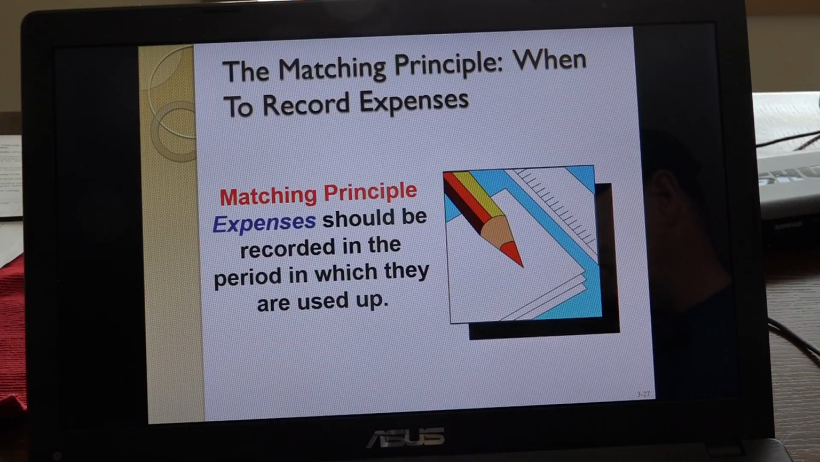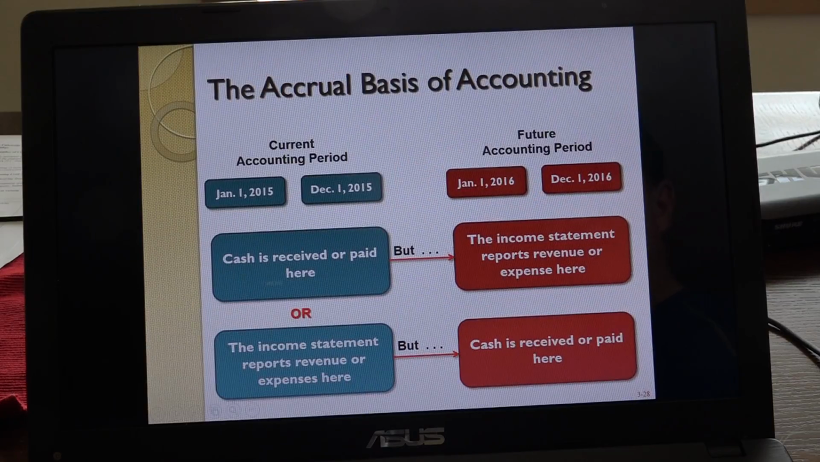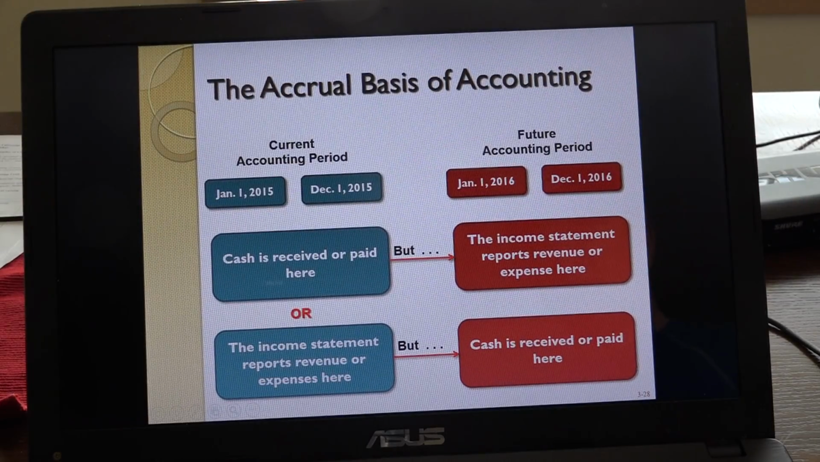You could use up an expense in this year. In other words, for instance, you use electricity in your business and you get a bill at the end of the month or the end of the year, and you're not going to pay it till the next year. You still have to recognize that expense in this year because that's when you used up that electricity. And so that's the idea here.